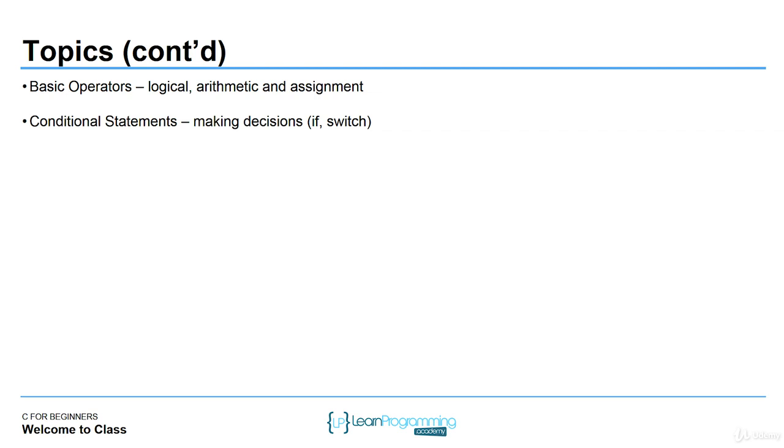We'll talk about how you can assign data to a variable using an assignment operator. Making decisions in your code, very important programming concept. We'll touch on this. These are called conditional statements. These are keywords like if and switch. We'll provide examples and go through the various constructs of this.